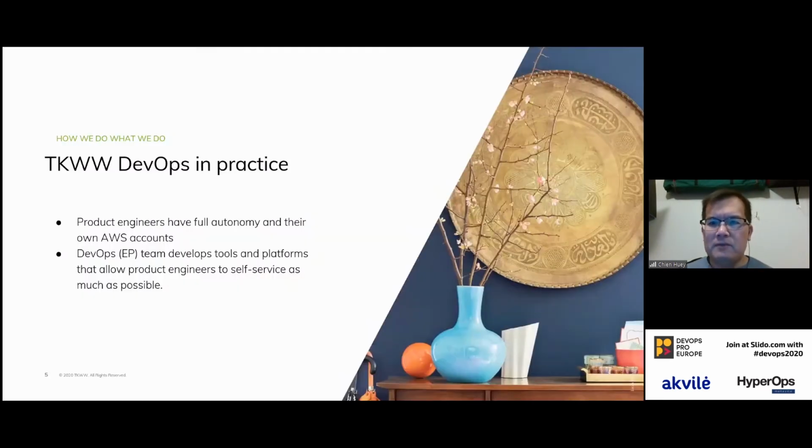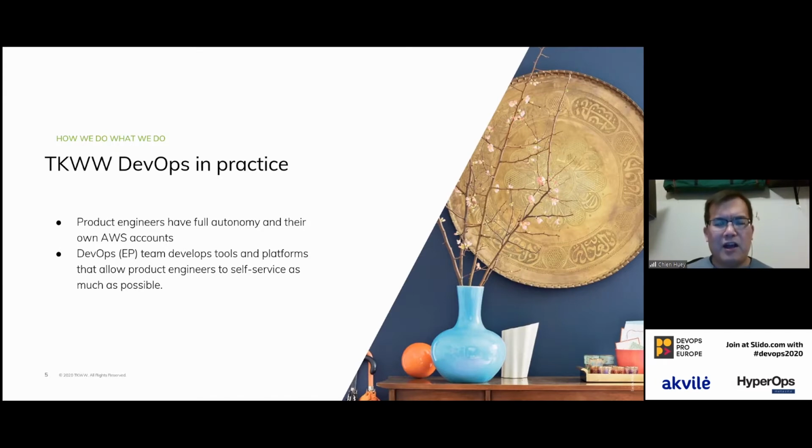In terms of how the Not Worldwide does DevOps, it's maybe a little different than how people traditionally do it. Our product engineers, the engineers who are developing the platform and our web and mobile properties, have full autonomy and their own AWS accounts. What we as the DevOps team, which in my company is called the engineering productivity team, do is develop the common tools, best practices, and platforms, designed to be self-service so that the product engineers can accomplish their goals easily with as little friction as possible.